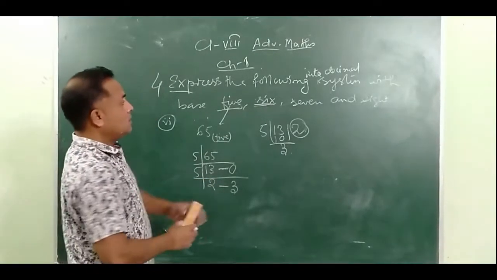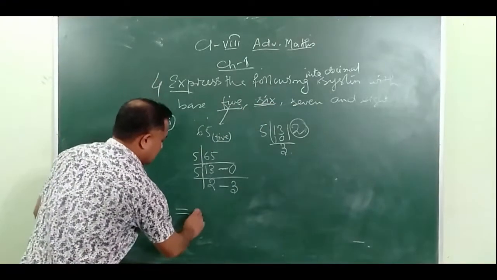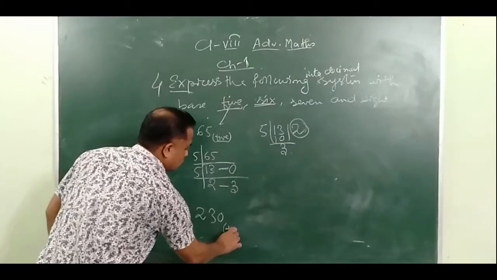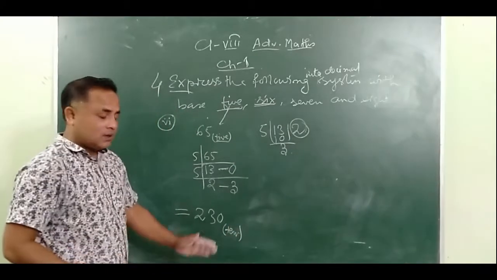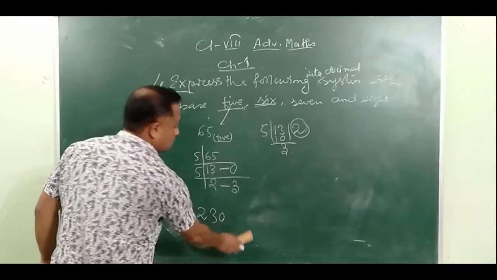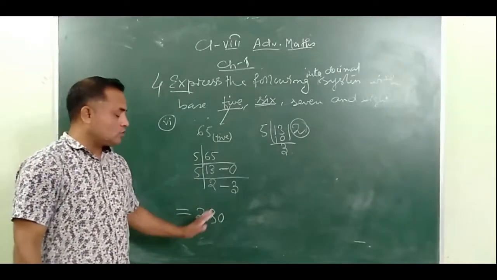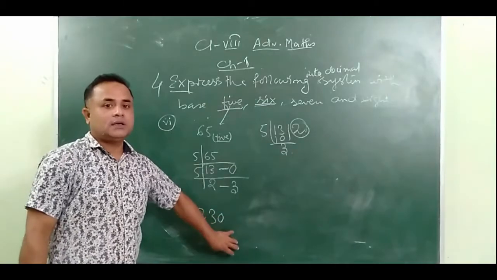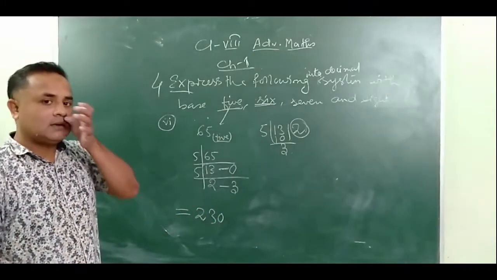The decimal system. What will we write? The decimal system as 230. That means 230 base 10. But we normally do not write it. Even if we do not write it, we understand that it is base 10. Base 10 means decimal system.